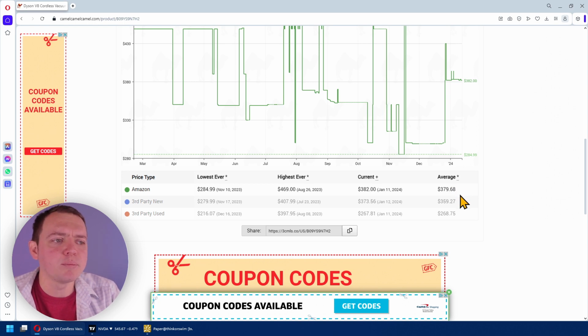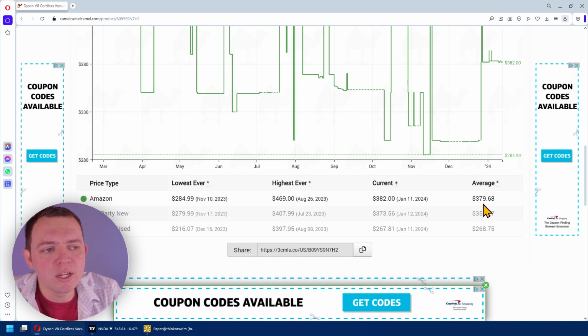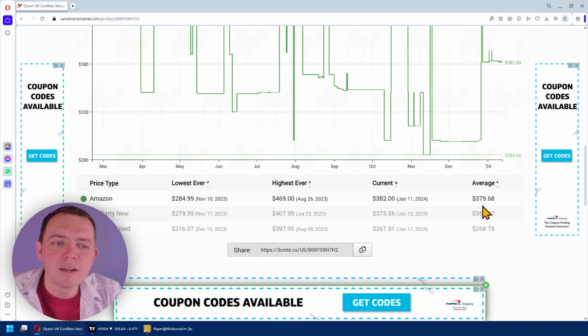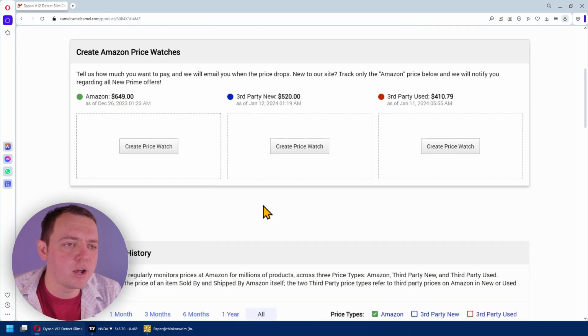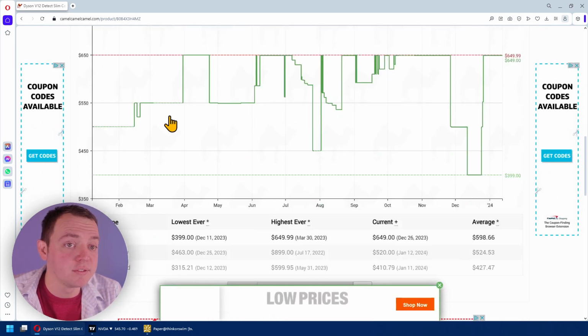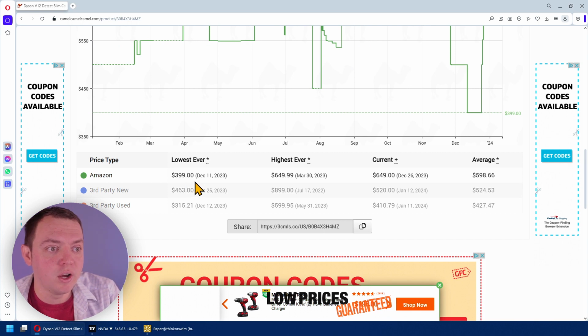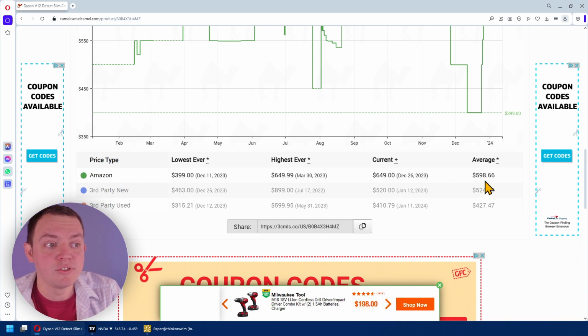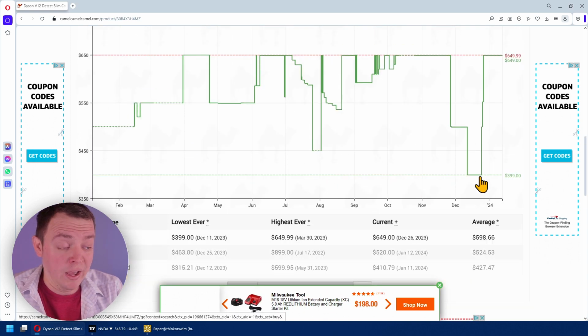So when you start looking at pricing in this way, what you'll find is that the true price is more like $380. And if right now you're going to pay $382, you'll pay just a tad bit over the average. You can compare this across a lot of different products. Looking at this other vacuum, the highest is $649, the lowest is $400, and right now it's $649, averaging around $600. So you're going to pay top dollar. Lowest was $399, so if you can get this somewhere around $400, you're getting it at the lower level.